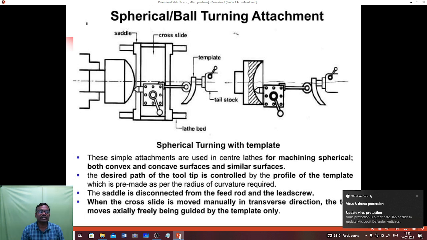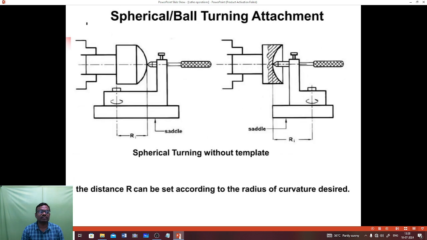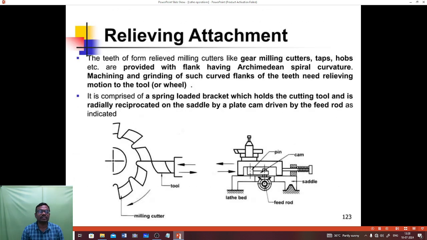Spherical or ball turning attachment. These simple attachments are used in center lathes for machining spherical, both convex and concave surfaces and similar surfaces. The desired path of the tool tip is controlled by the profile of the template, which is pre-made as per the radius of curvature required. This diagram indicates the spherical or ball turning attachment.